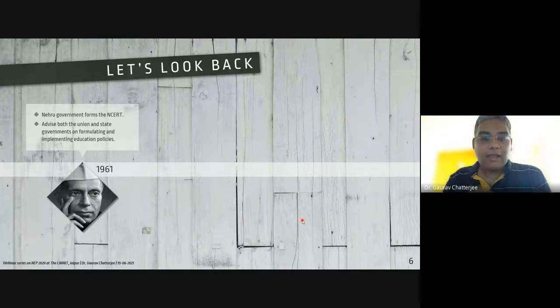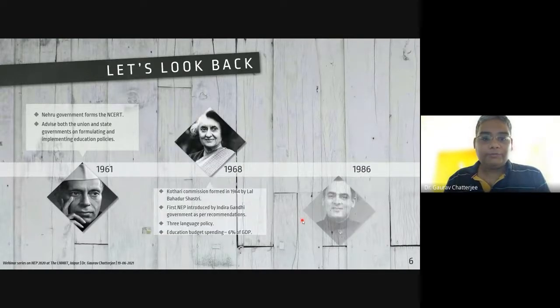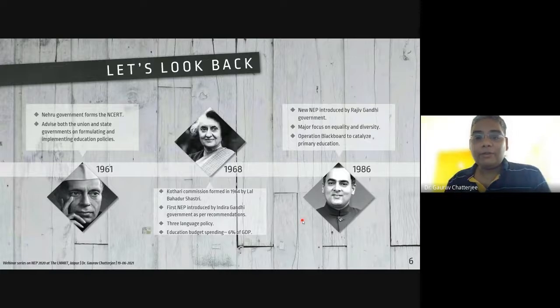Okay. So after this, in 1986, there was the first complete overhaul of the policy by the Rajiv Gandhi government, and they focused on equality and diversity. Basically, SC/ST quotas and the different status of the society, socio-economically disadvantaged groups, they were all brought into the policy, and certain efforts were taken to uplift them into the education sector.